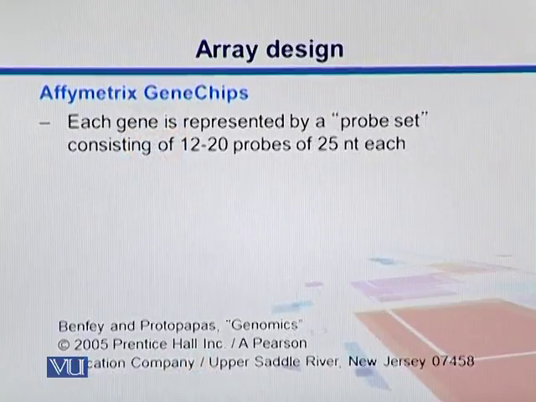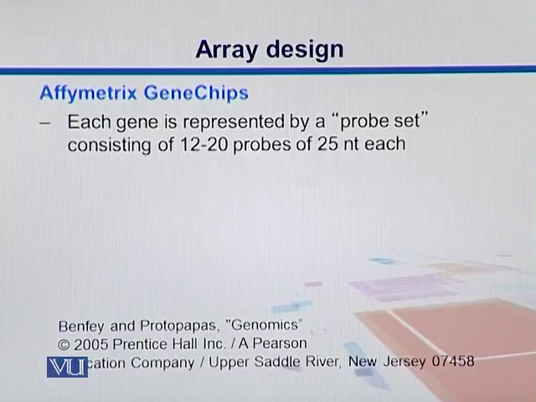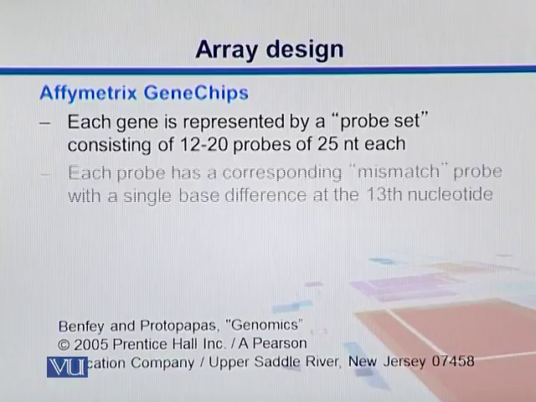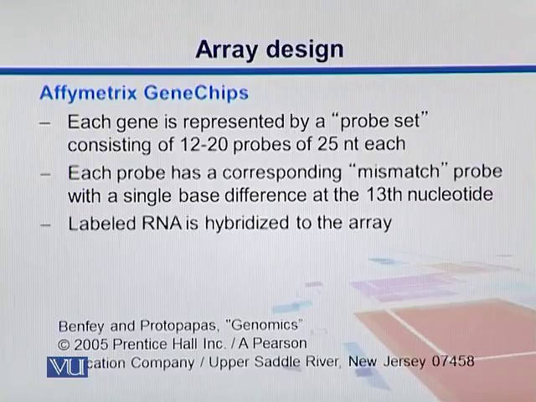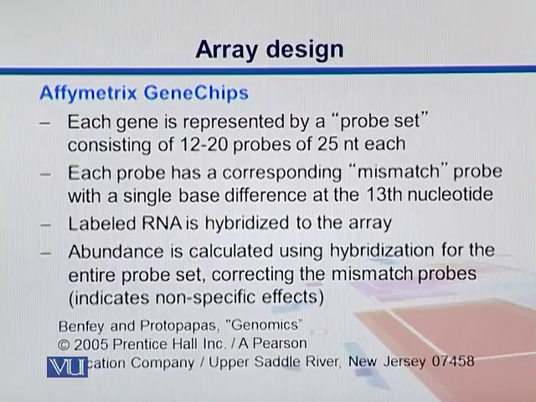In Affymetrix, each gene is represented by a probe set consisting of 12 to 20 probes. Each of them is 25 nucleotides in length. Each probe has a corresponding mismatch probe with a single base difference at the 13th nucleotide. Labeled RNA is hybridized to the array, and abundance is calculated using hybridization for the entire probe set, correcting with the mismatch probes, which indicate the non-specific effect.